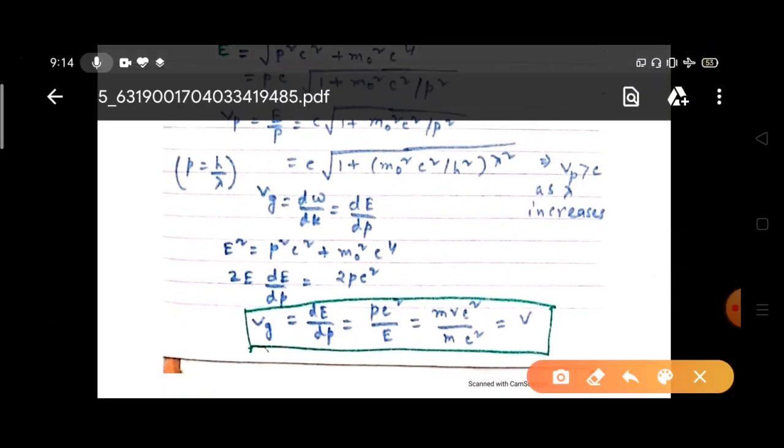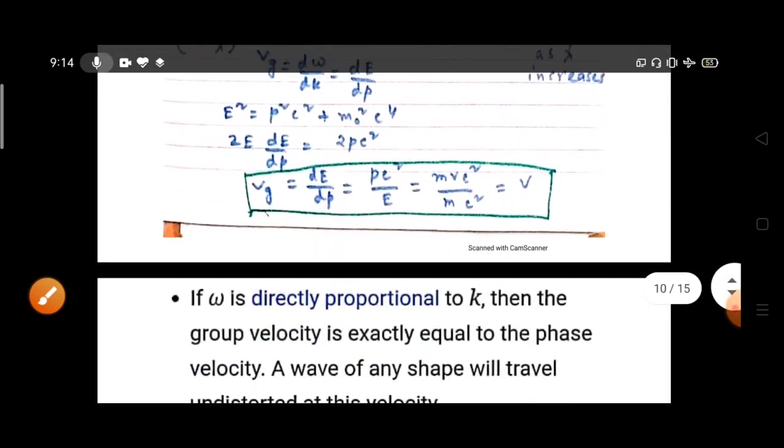And what will be the Vg? Vg will be d omega by dk, that is dE by dp. After calculating we get Vg equals dE by dp, which is pc square by E, that is its particle velocity. So group velocity is the particle's velocity.